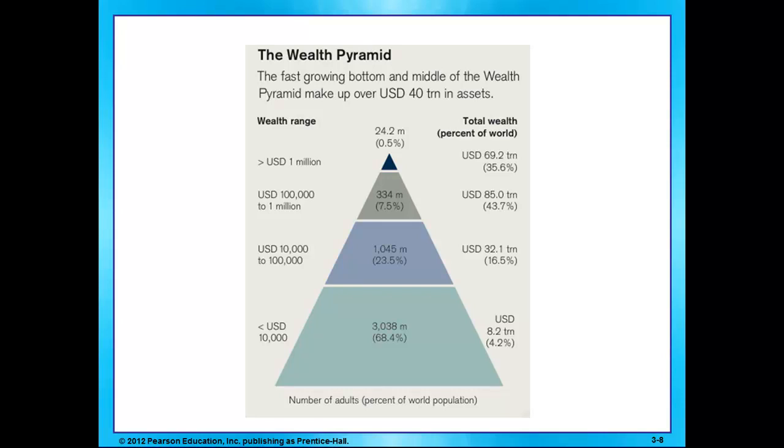At the base of the pyramid are the bulk of the world's population, 68.4% of the global population of 7 billion people, that accounts for only 4.2% of the world's wealth and makes less than 10,000 US dollars. And again, that's annualized. Many of these people at the lowest levels scavenge in dumps that we've seen movies about, such as Slumdog Millionaire, that they actually survive on a couple of US dollars a day.